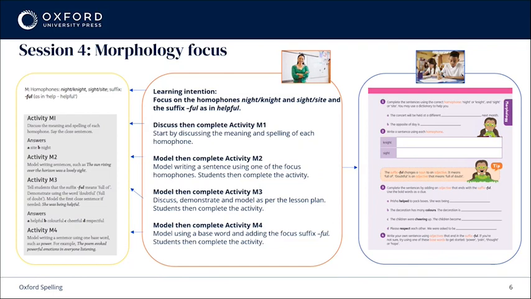The lesson plan provides detailed support on how activity M3 can be modelled by discussing the meaning of the suffix full and demonstrating this with the example word doubtful. An example sentence is provided for modelling at the front of class. Students can then complete the activity. Using the lesson plan, model using a base word and adding the focus suffix full. Students then complete the activity.